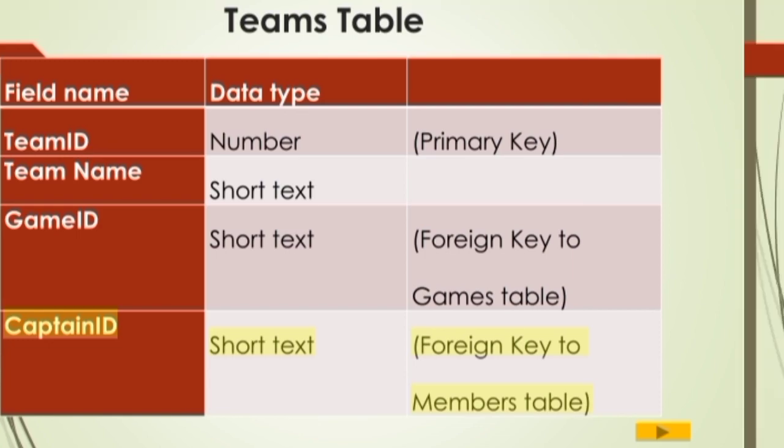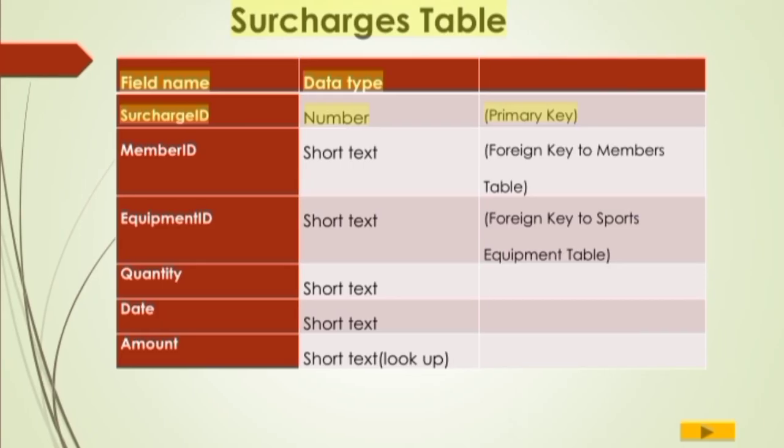Surcharges table. Field name, data type. Surcharge ID, number, primary key. Member ID, short text, foreign key to members table. Equipment ID, short text, foreign key to equipment table. Quantity, short text. Date, short text. Amount, short text lookup.